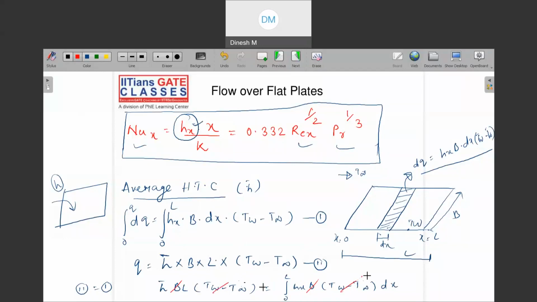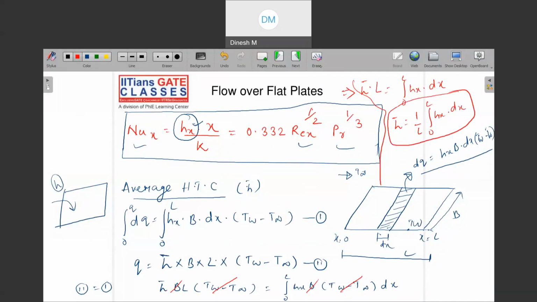So can you see that now I can write that h bar into L is equal to nothing but the integration from 0 to L of hx into dx. Yes, you can see. Now what is h bar? H bar is nothing but 1 upon L integration of 0 to L hx into dx. Now if you know the variation of h with respect to x, then you can solve it, right? So let us try to solve this equation.